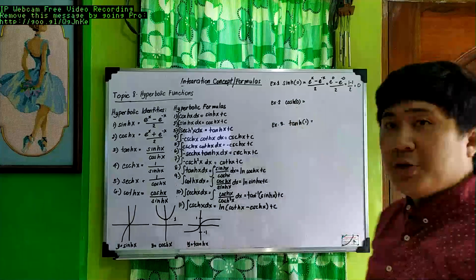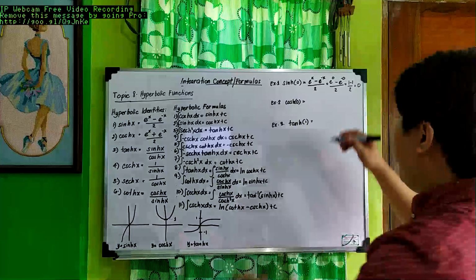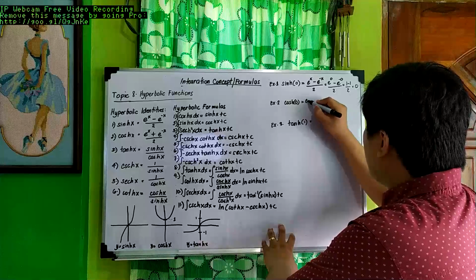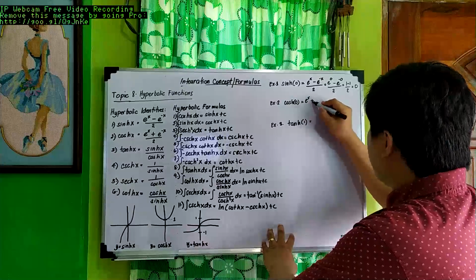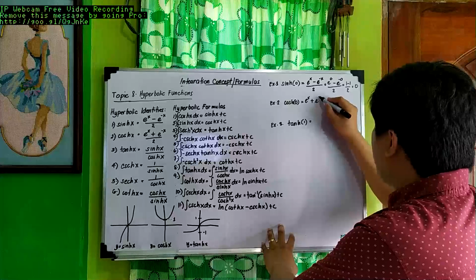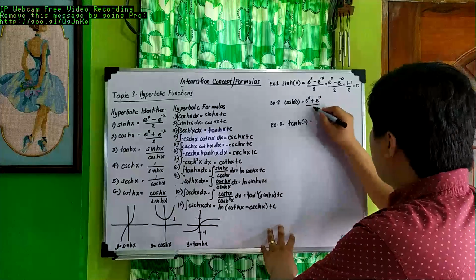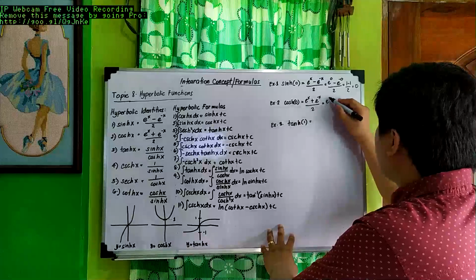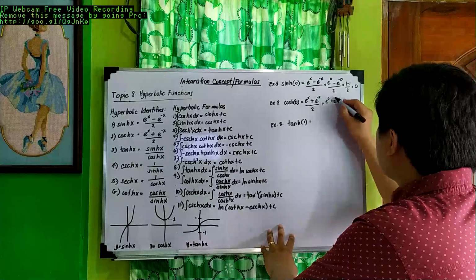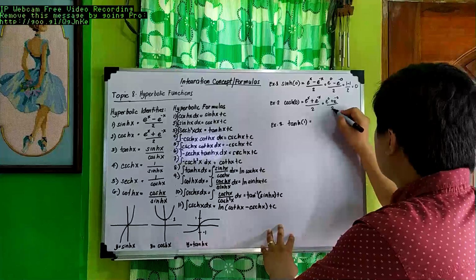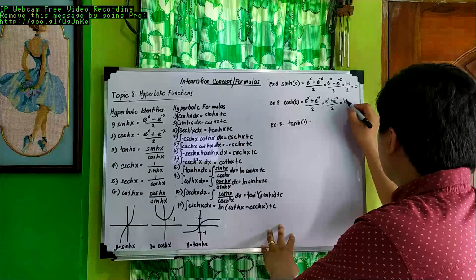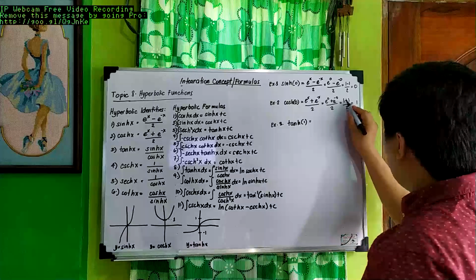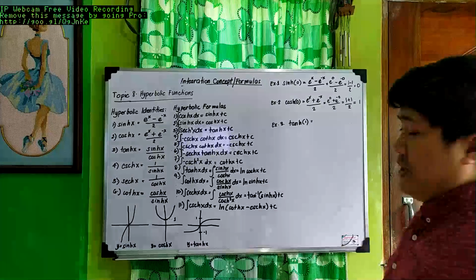Another one. For our cosine hyperbolic 0, let's try. So the identity for cosine hyperbolic is e raised to the power of x, but the sign between them is positive, e raised to the power of negative x over 2. So our x here is 0, so you have e raised to the power of 0 plus e raised to the power of negative 0 over 2. So we have 1 plus 1 over 2. You have 2 divided by 2, which is equal to 1.